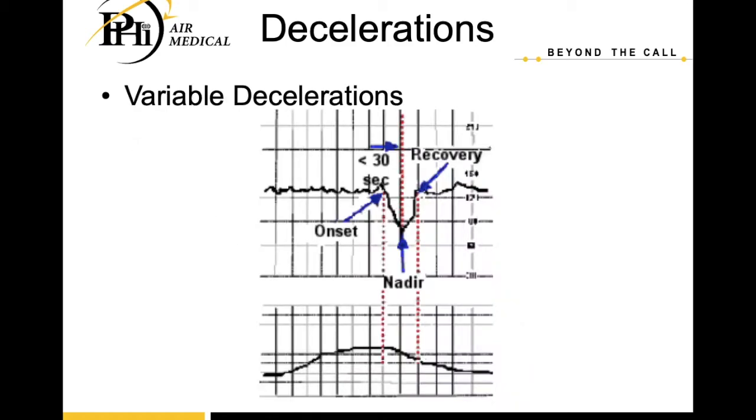Variable decels are pretty easy to identify. They typically look like a V or a U, and they have a very sudden onset, which is what gives them that distinct V or U shape. The onset to the nadir has to occur in less than 30 seconds. They do not have to be periodic like early and late decels. Early and late decels have to occur with a contraction in order for you to call them early or late, but a variable deceleration can occur with or without a contraction. They do commonly occur with contractions, but they don't have to.